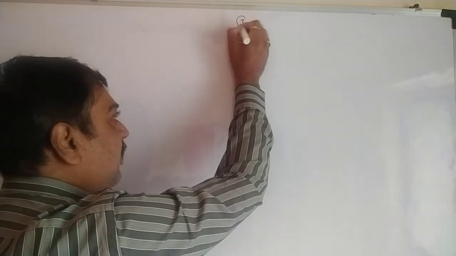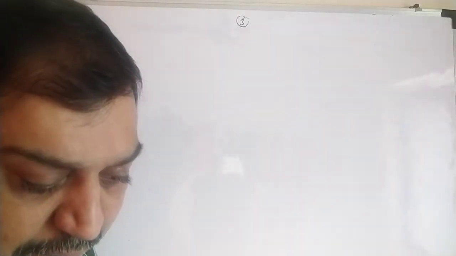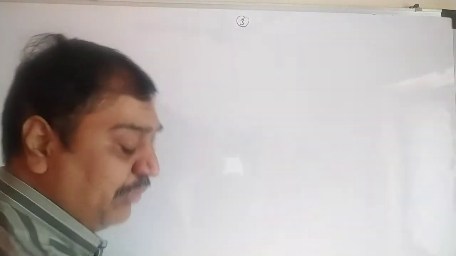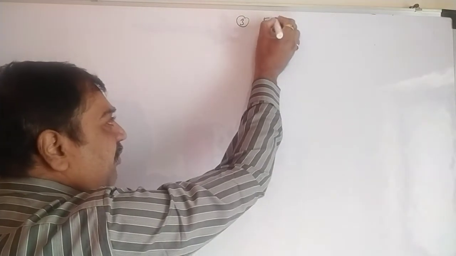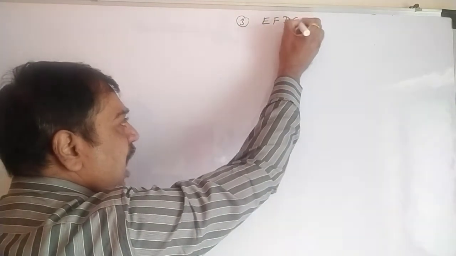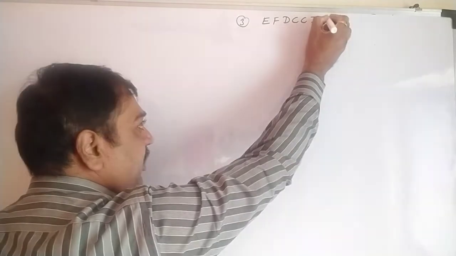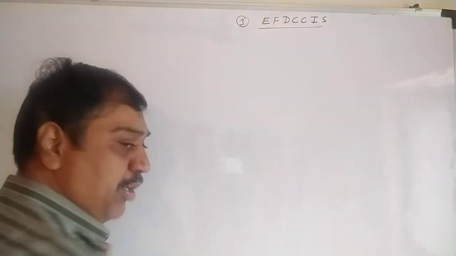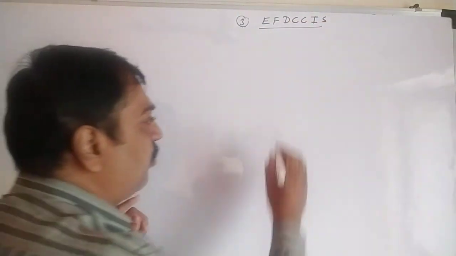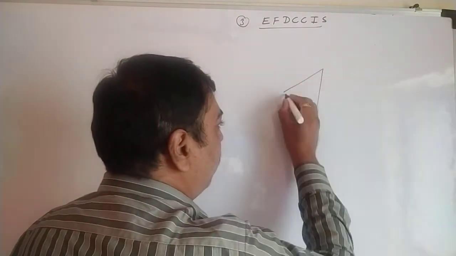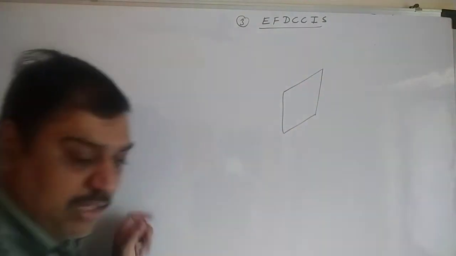That we have to consider. So the third application is the electric field due to a charged conducting infinite plane sheet. Infinite sheet means we have to consider a sheet that extends infinitely. So such a type of sheet we have to consider. This is an infinite sheet.